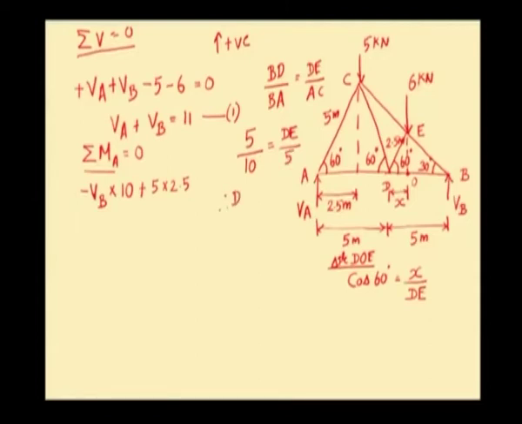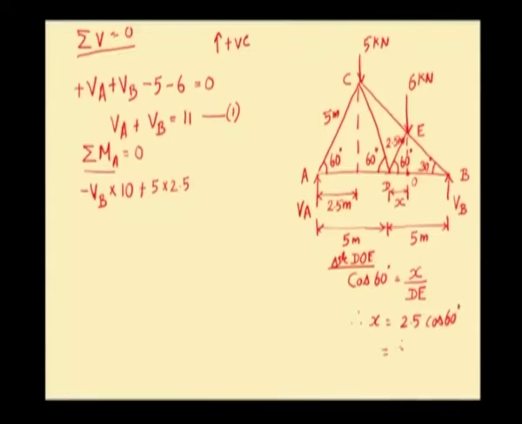Therefore, we get DE as 25 by 10, which comes to 2.5 meters. So, that distance is written here. Now, let us come to the triangle DOC. In triangle DOC, we apply cos of 60 degrees, which is equal to x by DE. Now, this DE distance has been determined as 2.5. Therefore, x will be equal to 2.5 into cos 60 degrees, which will come to 1.25 meters. So, this distance x comes as 1.25 meters.